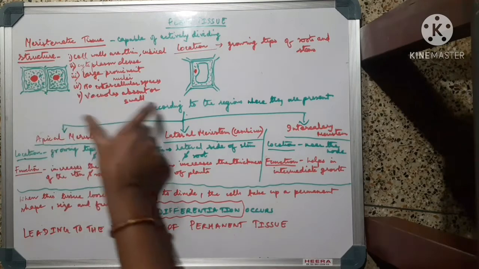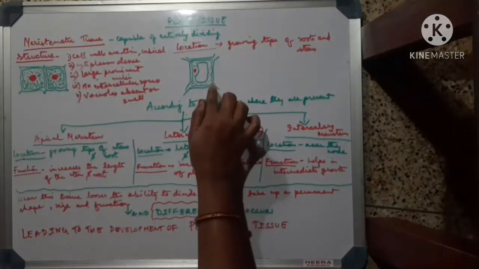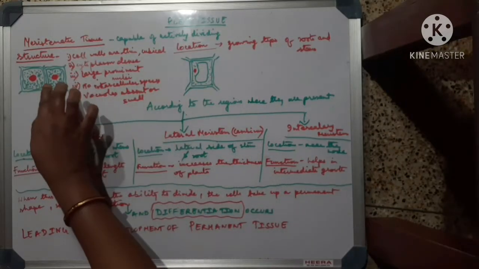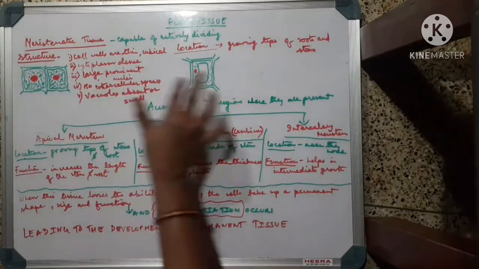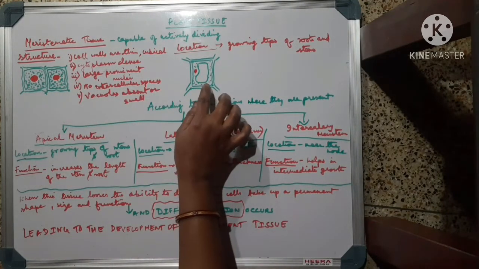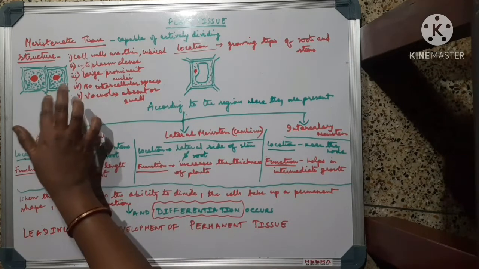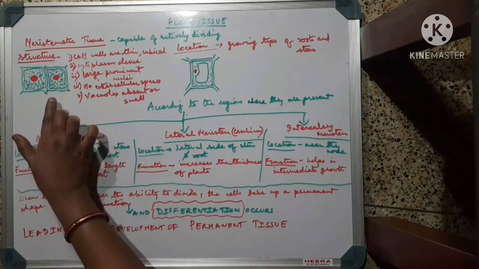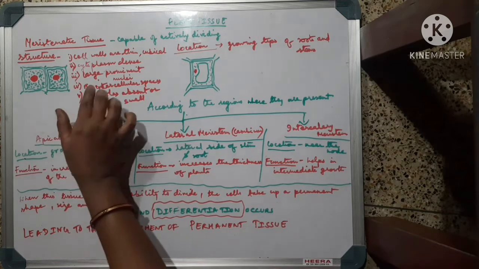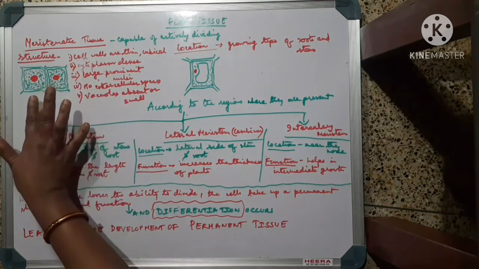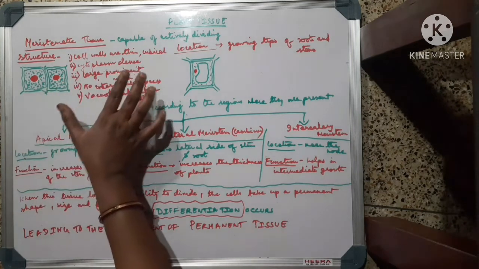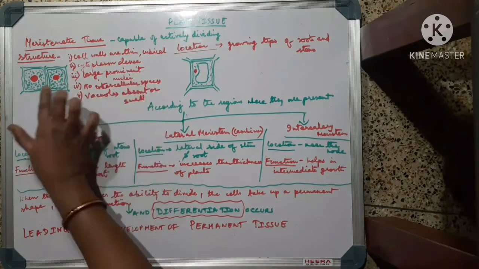First, you have to do the structure here. I have drawn a plant cell here to show the difference between the structure of a meristematic cell and a normal plant cell. See, the normal plant cell has a large vacuole, but in this, vacuoles are generally absent. If the vacuole is present also, then it is too small. The first point in structure is that the cell walls are thin in meristematic tissue, and the cells are basically cubical in shape.